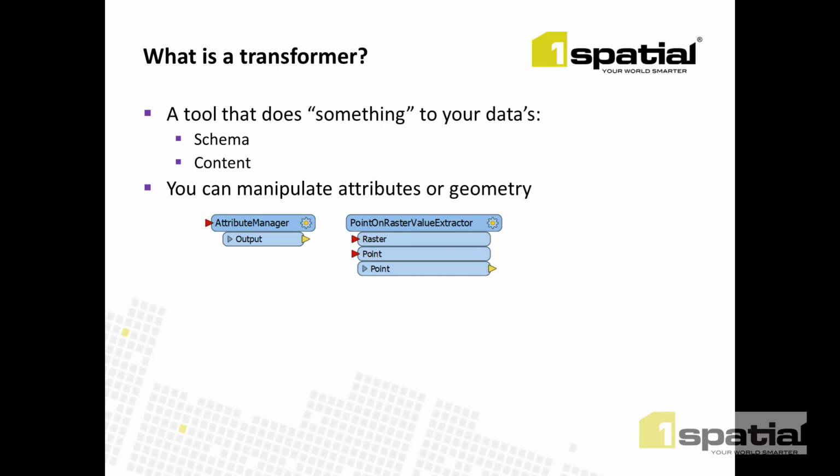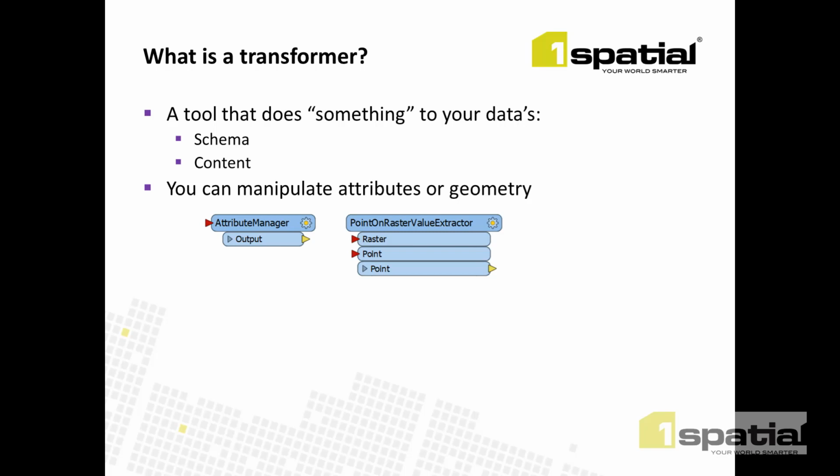Well, it could be the attribution, the data columns themselves and the content within. The attribute manager is an example of a transformer that you can see there that does something to your attribution, your data attribution. But you can also do things to your geometry. So an example transformer there is the point on raster value extractor. It has an interesting name.